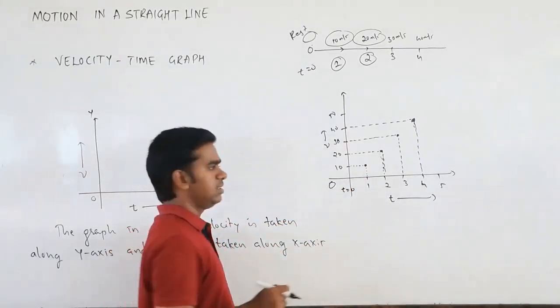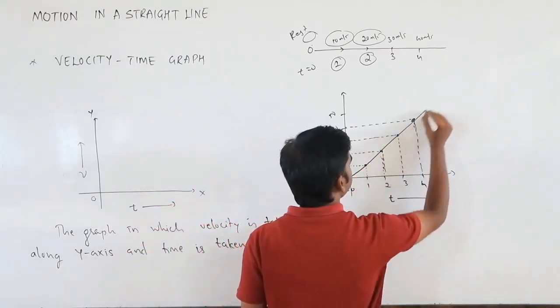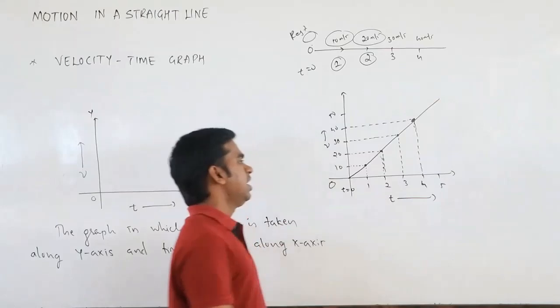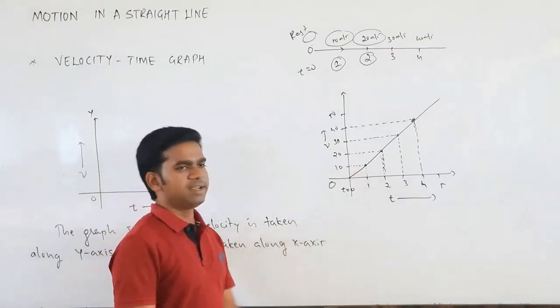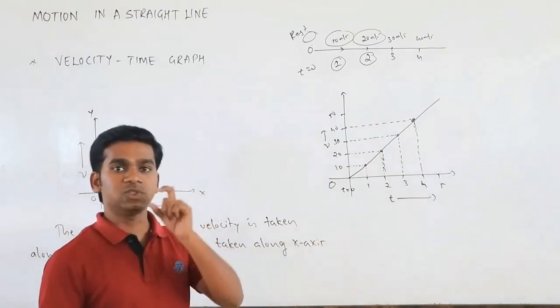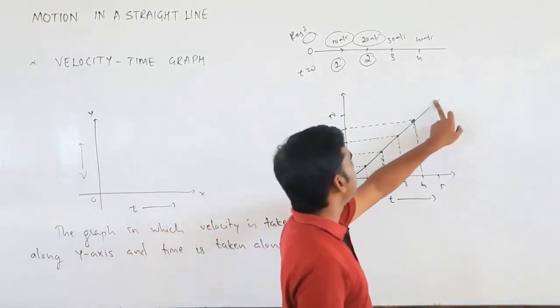Origin is what? The reference point. So from there we have to start the graph, and you will get a straight line. I am not going to talk about how to draw the graph or what we get from the graph. The very important thing here is the slope. And one more thing will come here, that is the area under the graph.